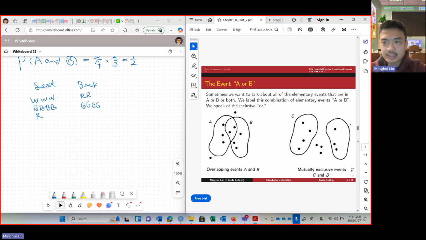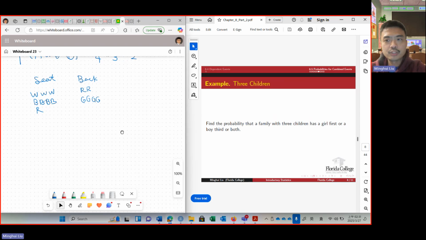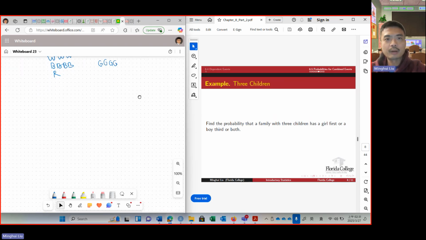Now let's take a look at the next example. Suppose we have a family with 3 children, and what is the probability that this family has a girl first, or a boy third, or both? Well, here the question makes it crystal clear that we mean the inclusive or. Even if this "or both" phrase is missing, we still mean the same thing. Now, to look at this, we consider all the possible combinations. They're actually not a whole lot. There'll be 8 of them.